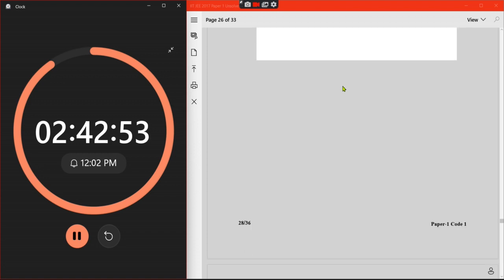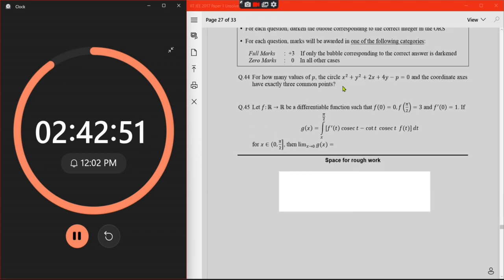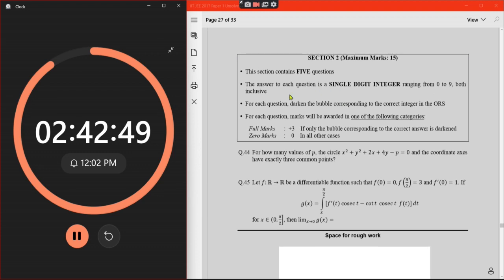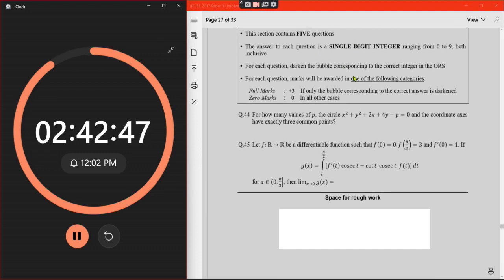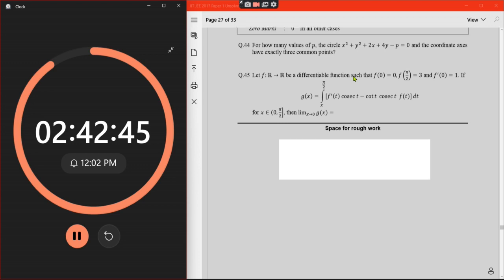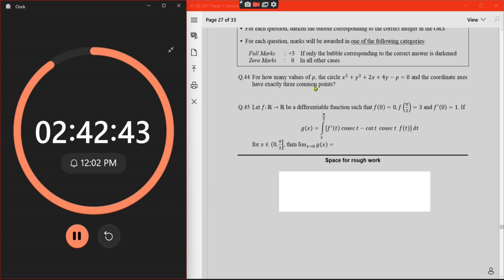Next question. Okay, what is this? Single digit integer type. For how many values of p do this circle and the coordinate axis have exactly 3 common points? The circle and coordinate axis have 3 common points. Wait, 3 common points means it intersects the coordinate axis at 3 places. But axis, wait.